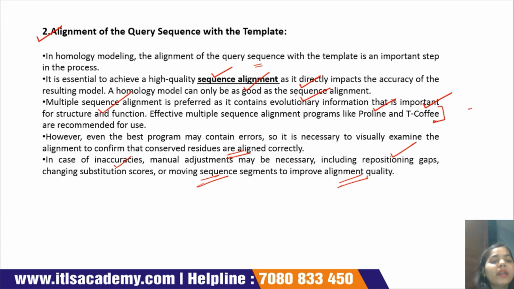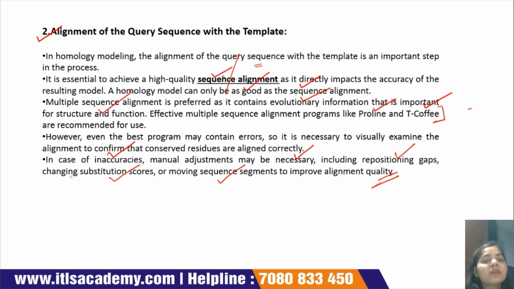To avoid inaccuracy, we sometimes use manual adjustment. In case of inaccuracy, manual adjustment may be necessary, including repositioning gaps, changing the substitution score, and moving the sequence alignment to improve the alignment quality. For a better alignment, we use manual adjustment, including repositioning gaps, changing the substitution score, and moving sequence segments.